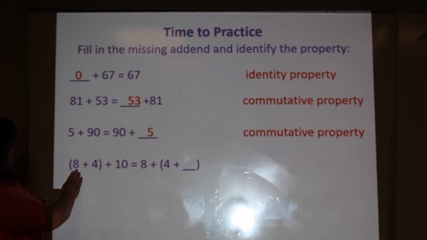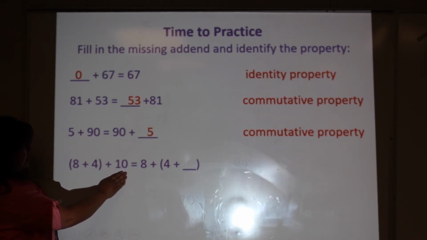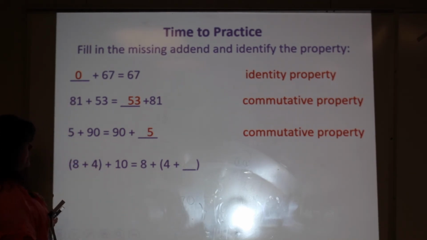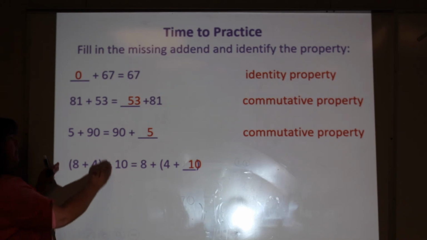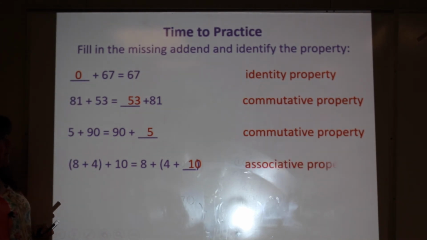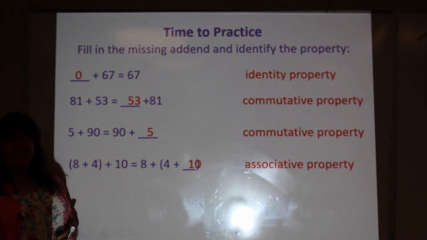Here we have 8 plus 4 plus 10 equals the same thing as 8 plus 4 plus 10. And now I'm saying I want to group and add these first, but over here I want to group and add those first. So this is called associative property. All right.